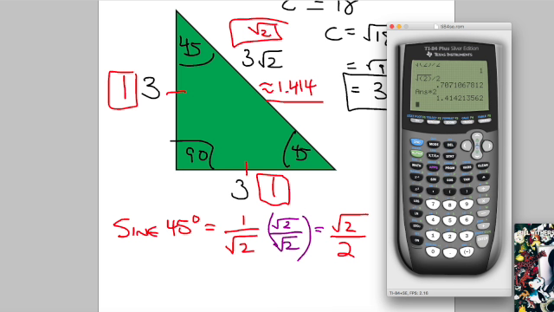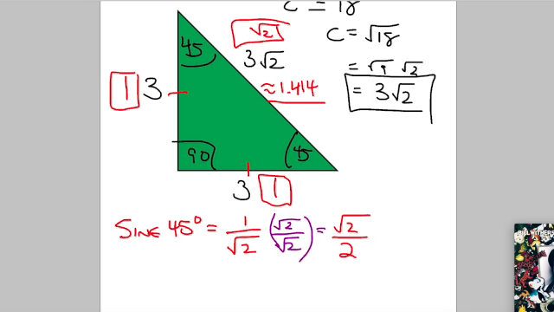Now, if we do the other one, the cosine of 45 is, again, 1 over radical 2. So the cosine of 45 and the sine of 45 degrees are both equal to each other. It's the same thing, radical 2 over 2, or 1 over radical 2. But this is the more appropriate way.